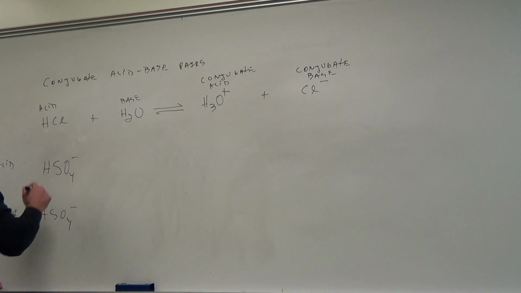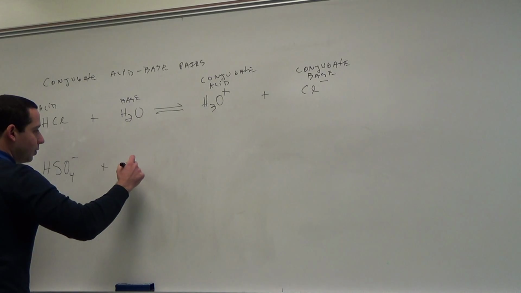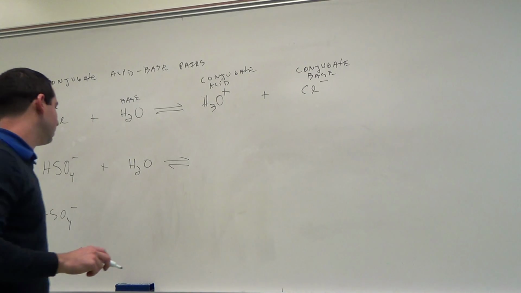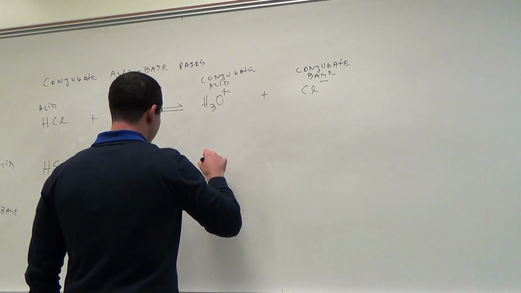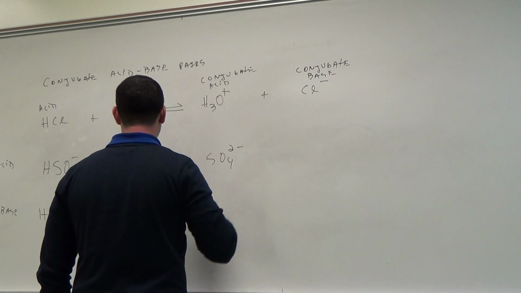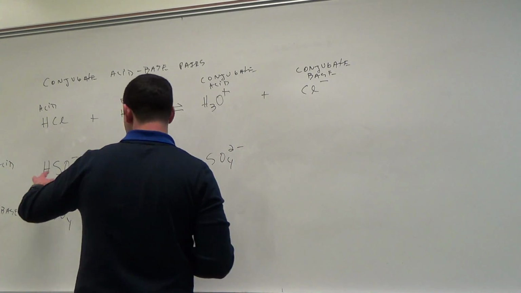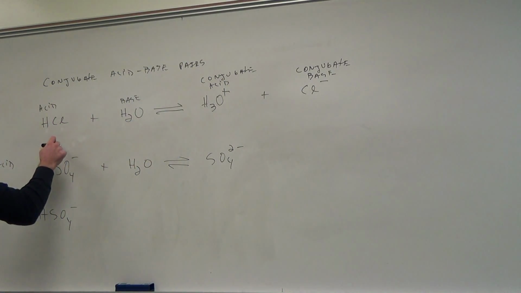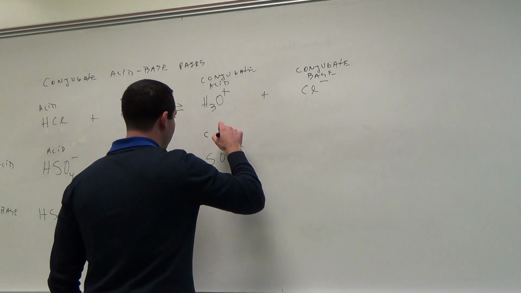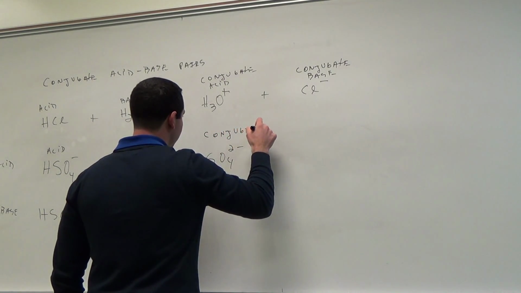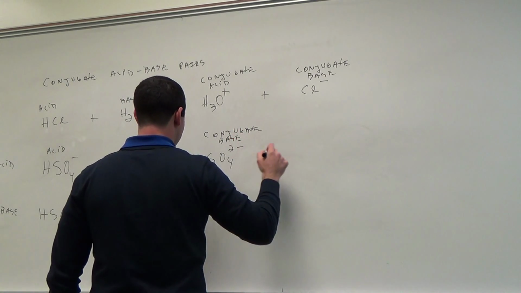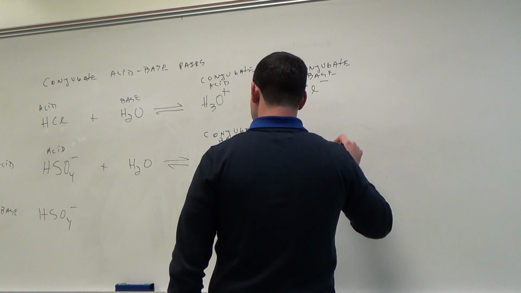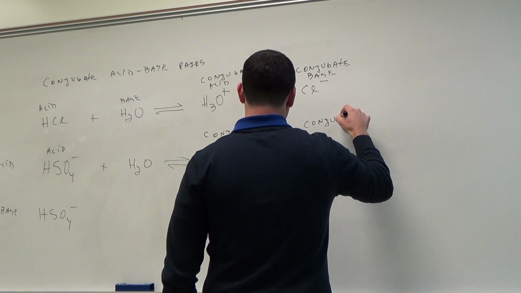Okay, if this acts like the acid, we're going to add water to it, yes? And what is this going to do? It gives SO4 2 minus plus hydronium. That acted like the acid, and you generate a 2 minus after you do that. So this will be the acid, and this is going to be the conjugate base, plus hydronium, H3O plus, and this is the conjugate acid.